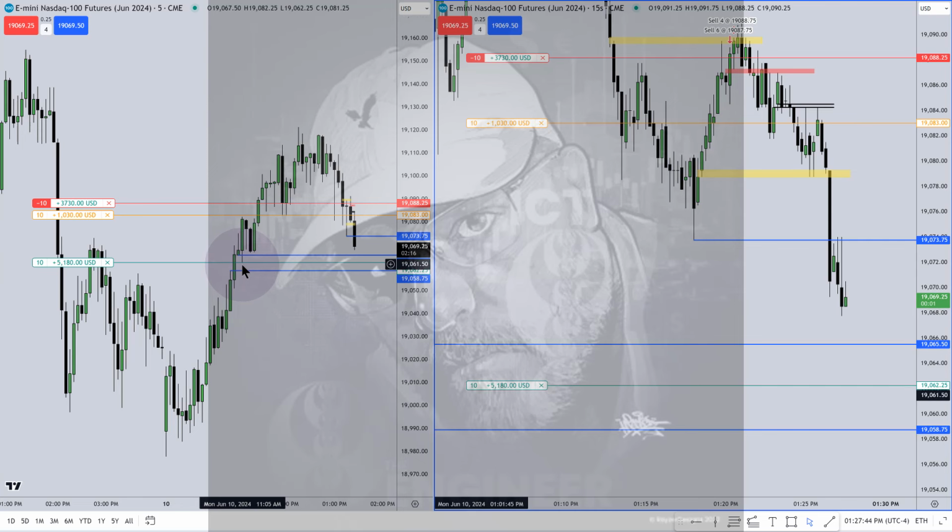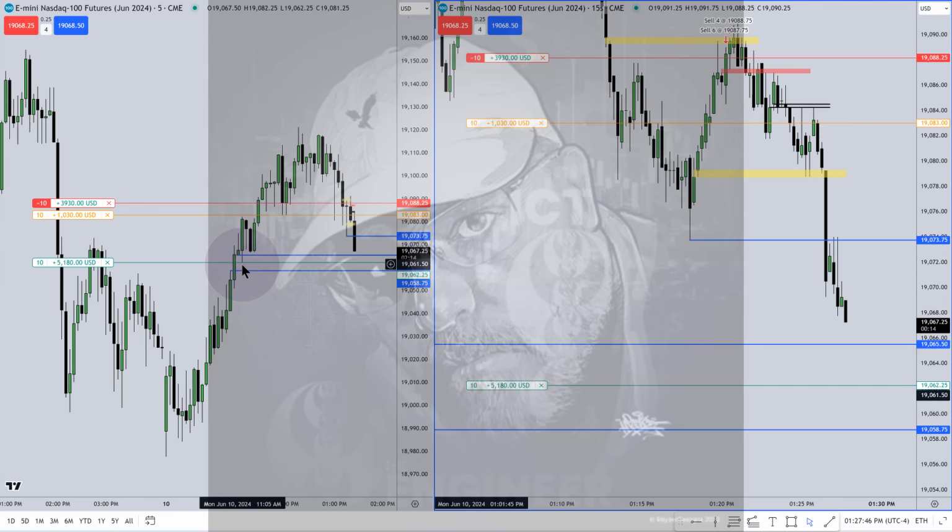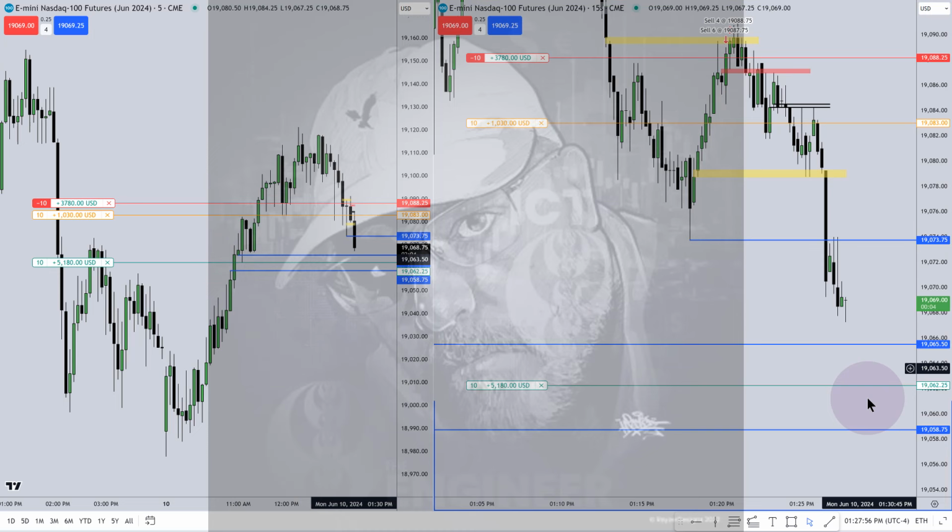Okay, so I don't need this full inefficiency between this candle's high and that candle's low. I don't need that entire range repriced to. But I am seeking consequent encroachment, midpoint, trade down in here.